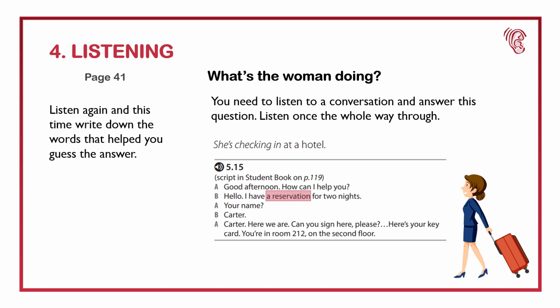Reservation. So that means the person has reserved a room or booked a room before. That word helps us understand that we are in a hotel situation. Also the phrase 2 nights, because normally we book a room at a hotel for 2 nights or a few nights.